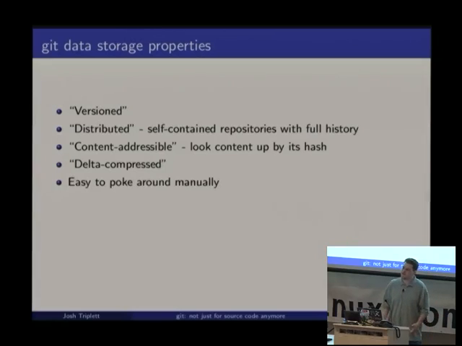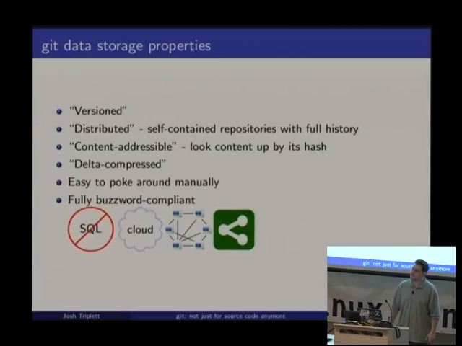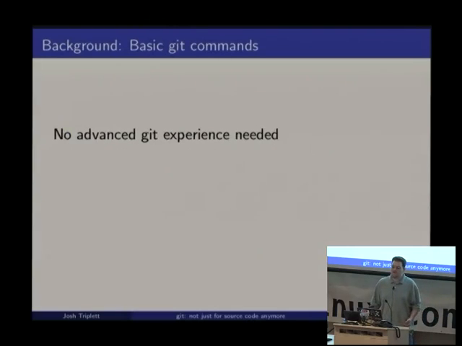It's easy to poke around in manually because oddly enough there's this pile of command line tools associated with this data store that people seem to find very useful. And it's fully buzzword compliant, of course. It's NoSQL, it is fully cloud enabled, it's peer-to-peer, and it's social. So obviously you should have no trouble selling this to the folks who authorize what data store you're using for your next application. So I want to go through a few basic Git commands that you're probably already familiar with.